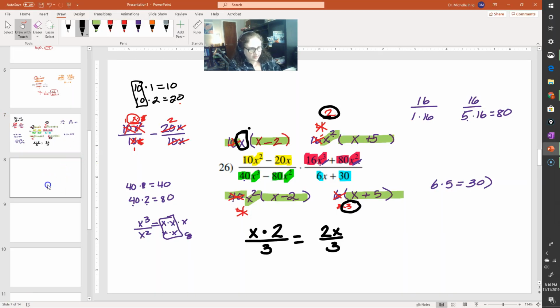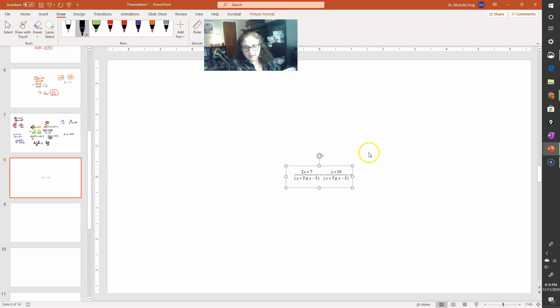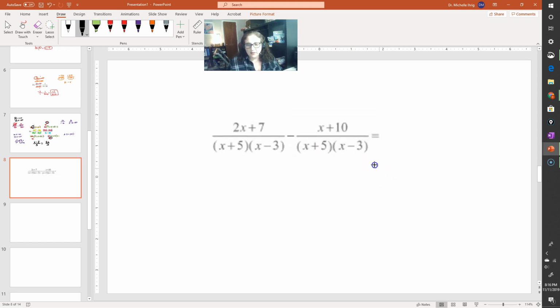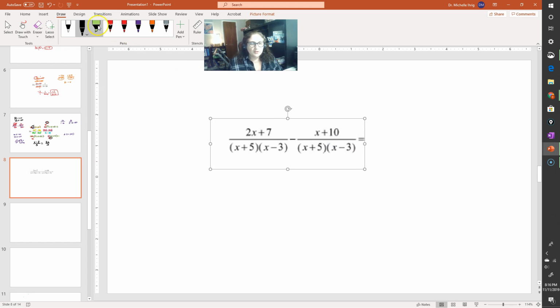All right, let's take a look at this problem. Let's do like 3 more problems and then I'll be done with this video. Okay, this problem I wanted to show you first because even though it's a little bit blurry, let's take a look at the denominator. Do you notice how the denominator is the same in both of these?